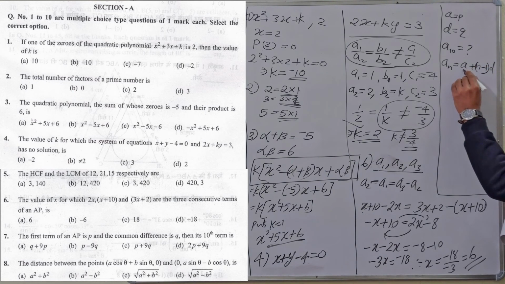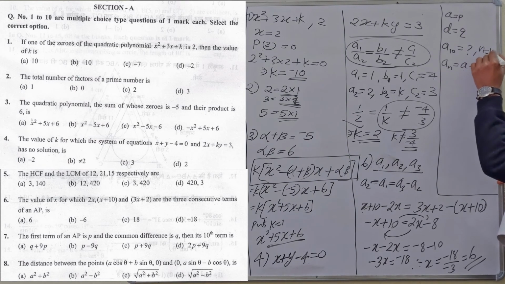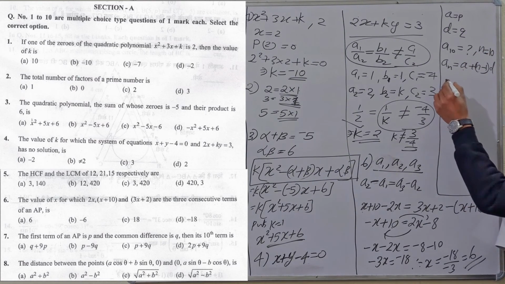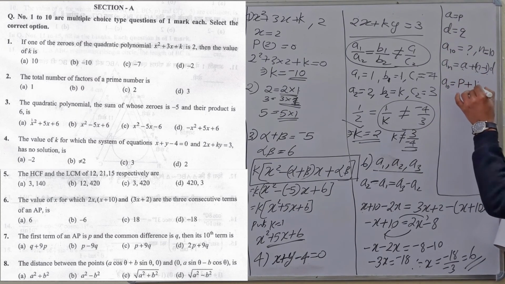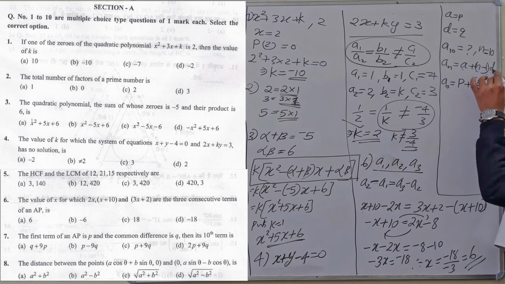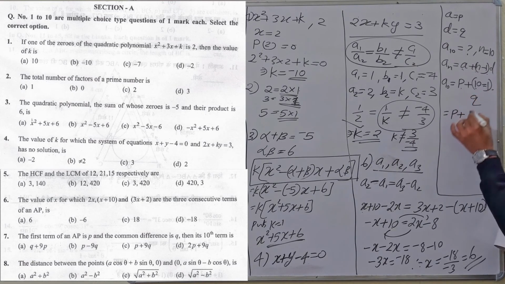Just substitute the values of A and D as P and Q. Already we have N is equal to 10 because we have to find the 10th term. Therefore, the 10th term is equal to, what is A? P plus N minus 1, which will be 10 minus 1, into what is D? D is equal to Q. That is equal to P plus 10 minus 1 is 9, 9 into Q.